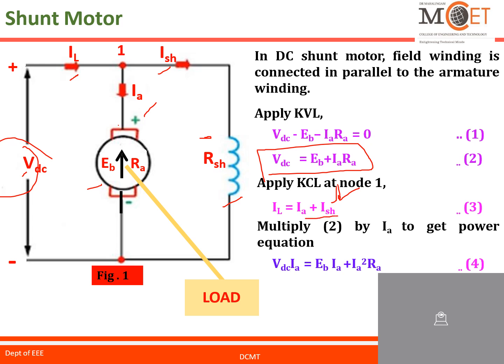If you multiply the above equation by IA, we get VDC times IA equals EB IA plus IA squared RA. This is the input power, this is the mechanical output power, plus the copper loss. So the total electrical input you give to the motor is equal to the mechanical output plus some copper losses. This is the representation of the DC shunt motor.